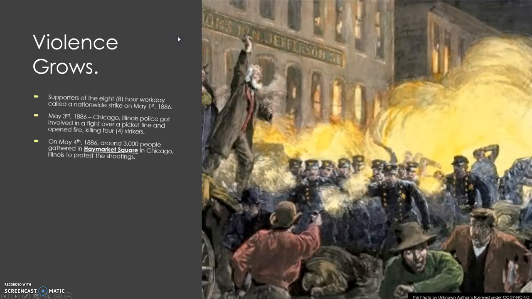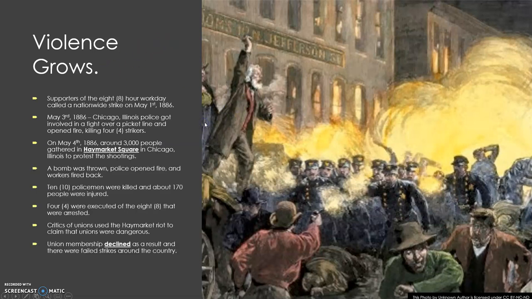Now, violence grows. Supporters of the 8-hour workday called for a nationwide strike, sorry about the typo there, on May 1st, 1886. Now, May 3rd, 1886, Chicago, Illinois police got involved in a fight over a picket line and opened fire, killing 4 strikers. On May 4th, 1886, around 3,000 people gathered in Haymarket Square in Chicago, Illinois to protest the shootings.